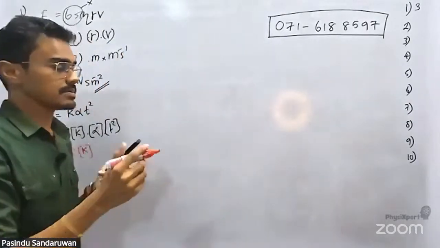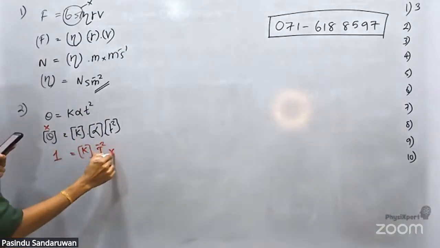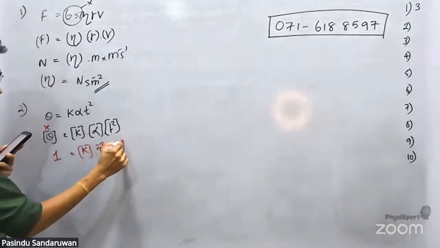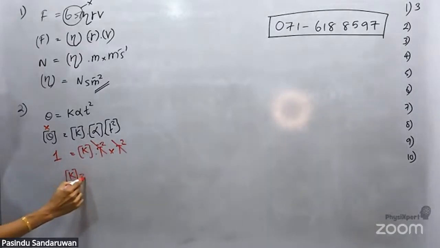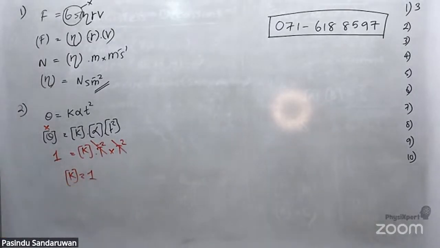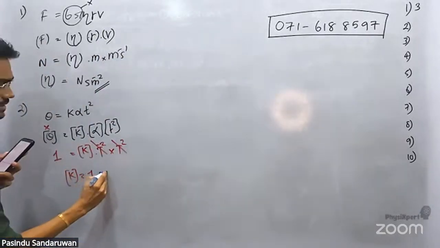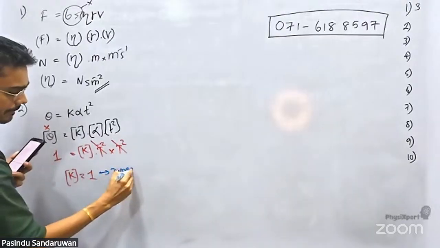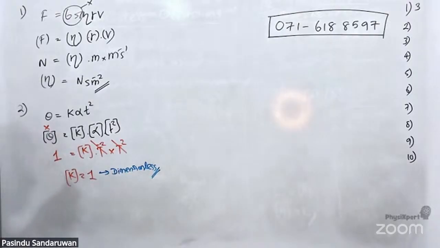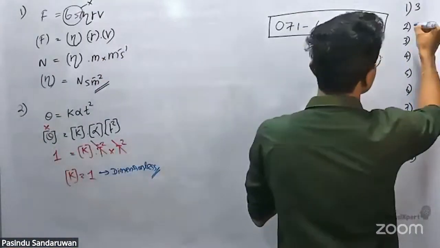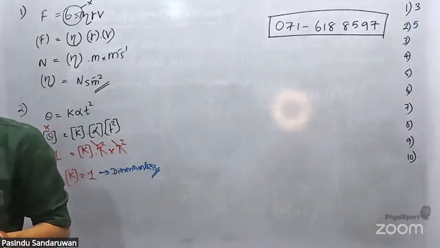Substituting at once: there is T minus 2 times t, time, squared. T minus 2 and T squared cancel. K equals 1. 1 means dimensionless, which means no dimensions. For 2, answer 5.